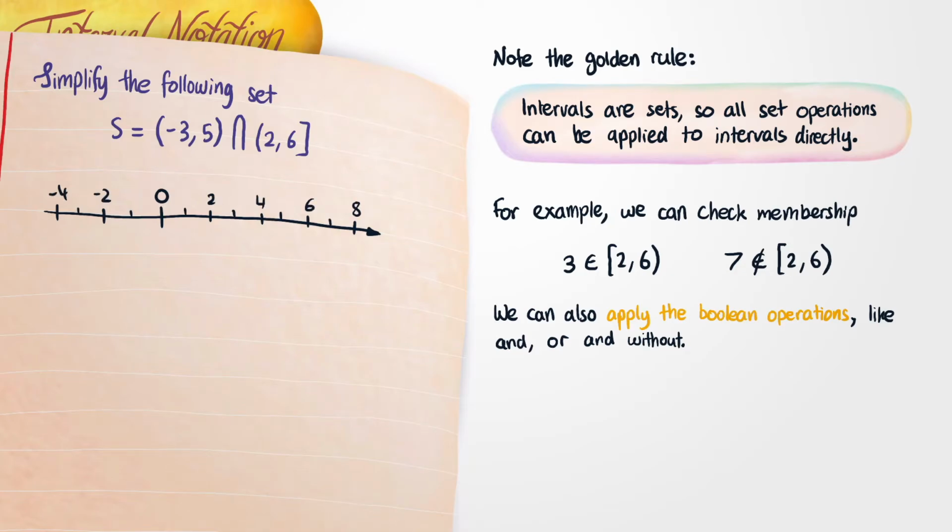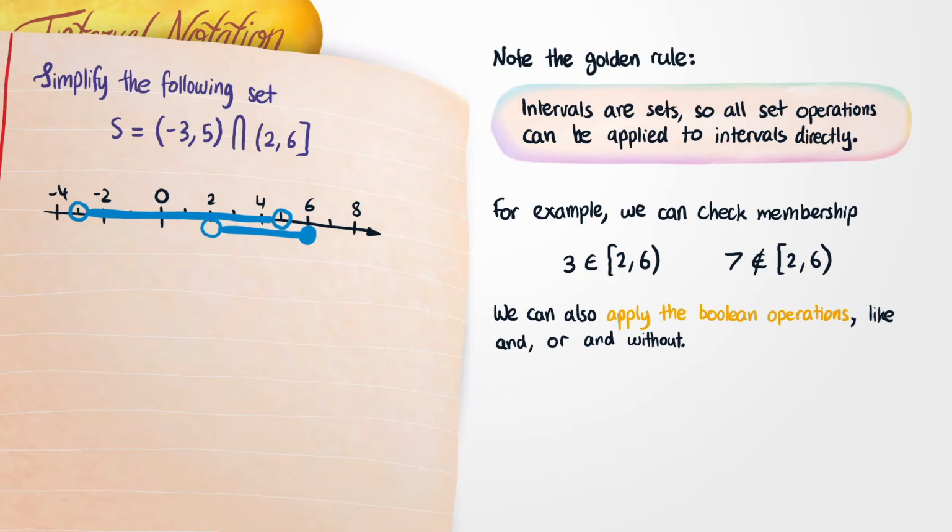So I've added on a number line, and I want you to see that the first interval just goes from here all the way up to here. And then the second interval goes from the number 2 all the way up to the number 6 inclusive. Okay, now the whole idea is that we only want to keep elements that are members of both this interval and this interval. Remember, this symbol means AND.